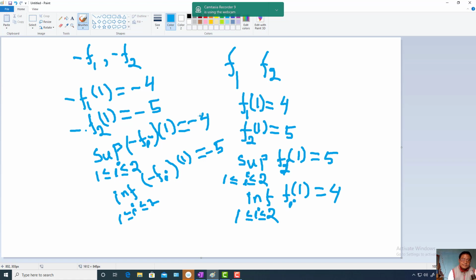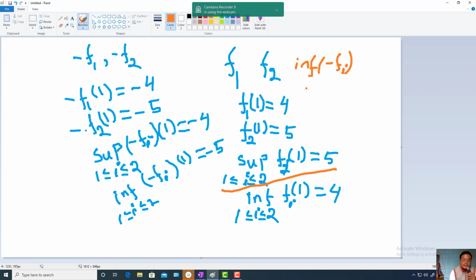So you see from here what happened. The supremum at the point 1 is 5, which is equal to minus of this infimum. When you take minus fi and take the infimum, that is equal to minus of the supremum. So generally, you can write the infimum of minus fi.